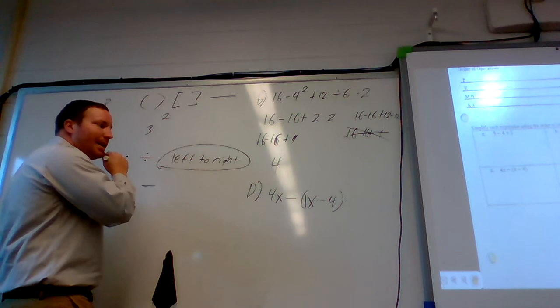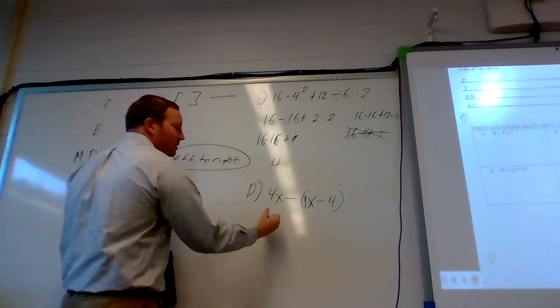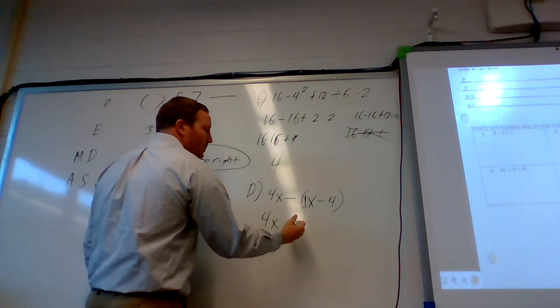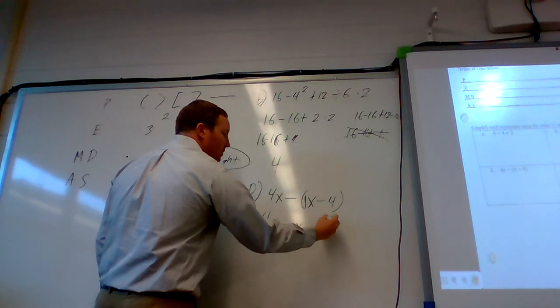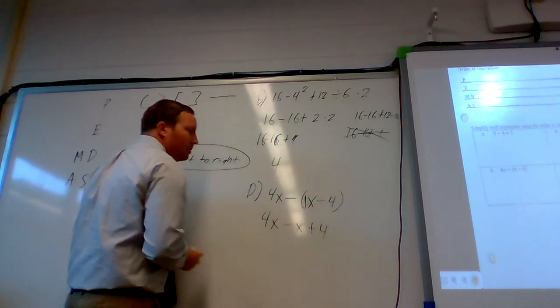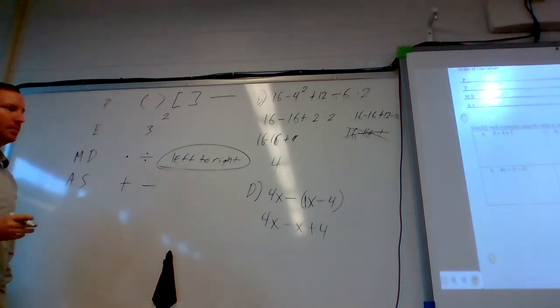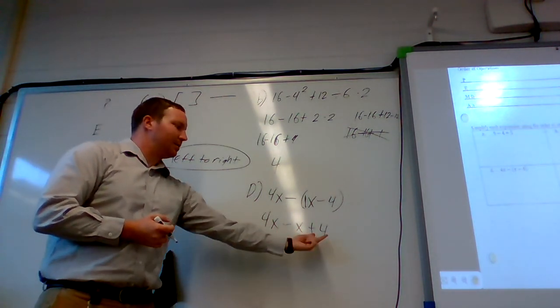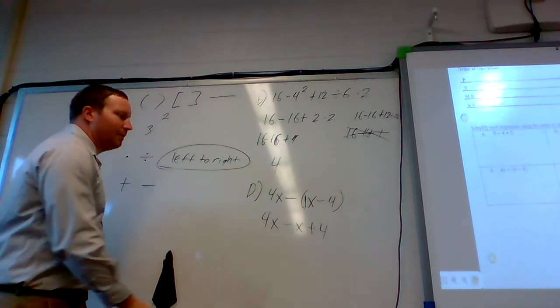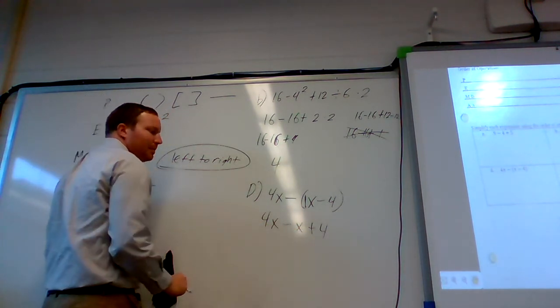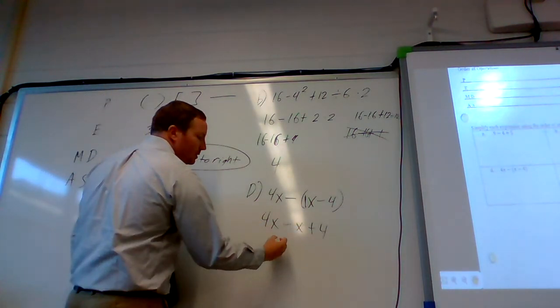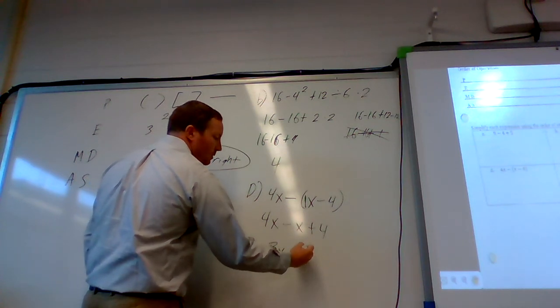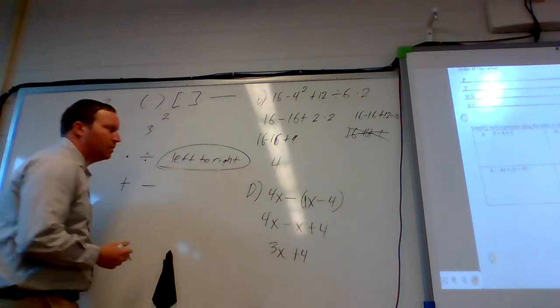So we have that negative, though. That negative is going to distribute across our parentheses. 4x minus x plus 4. And again, we would combine our like terms in this one, right? We have x's here. We can combine those x's. That 4 is going to stay by itself. So we have 4x minus an x. So that is going to get us 3x plus 4.